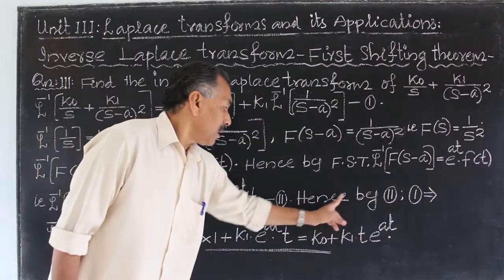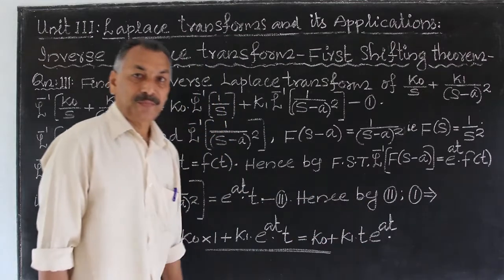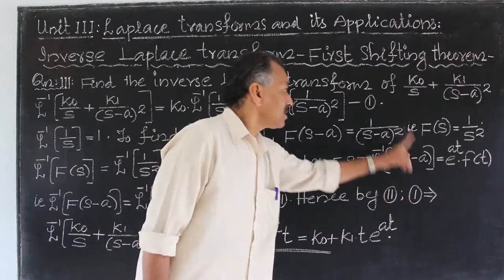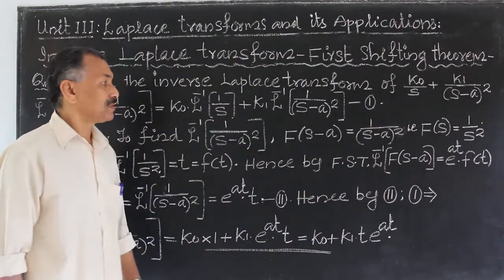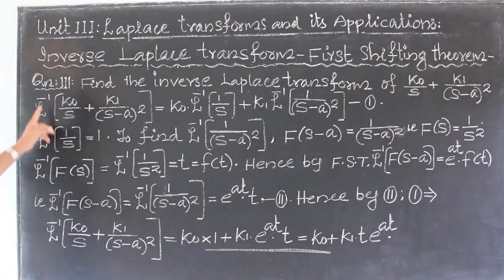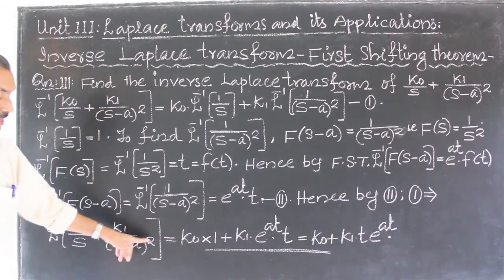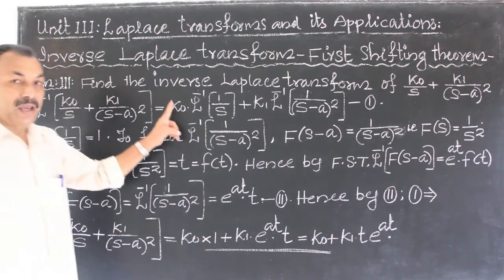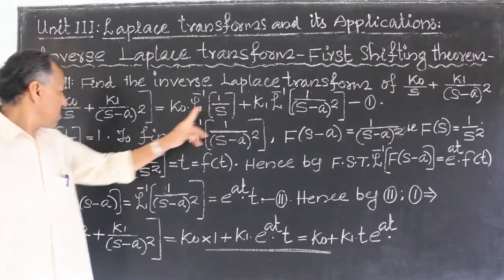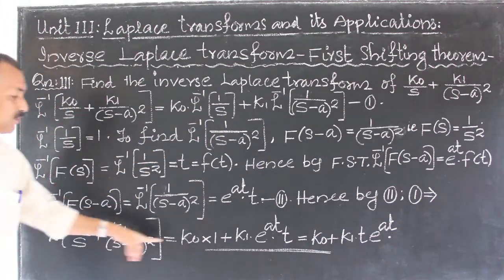Therefore, by result 2, result 1 gives L inverse of k0 by s plus k1 divided by (s minus a) square is equal to k0 into L inverse of 1 by s. What is L inverse of 1 by s? It is 1.